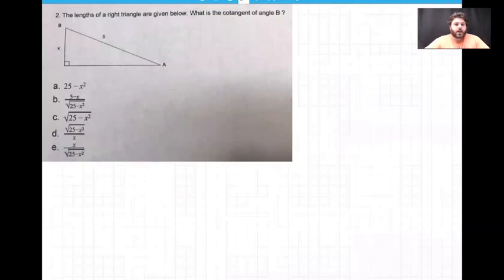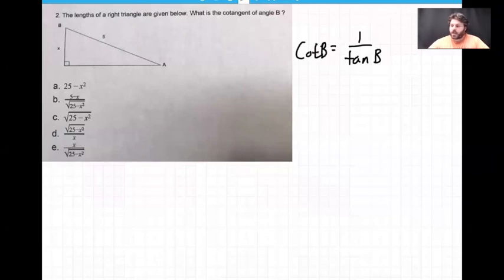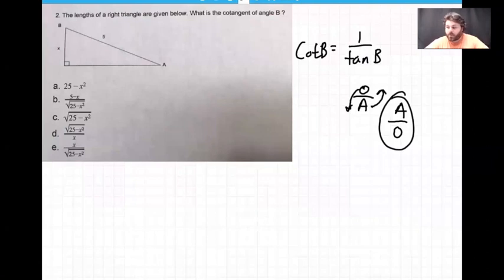All right, the lengths of a right triangle are given below. What is the cotangent of angle B? Okay, so remember the cotangent of B is 1 over the tangent of B. And remember, tangent is opposite over adjacent. So when I flip it upside down, I get adjacent over opposite. That's what I'm looking for with angle B.